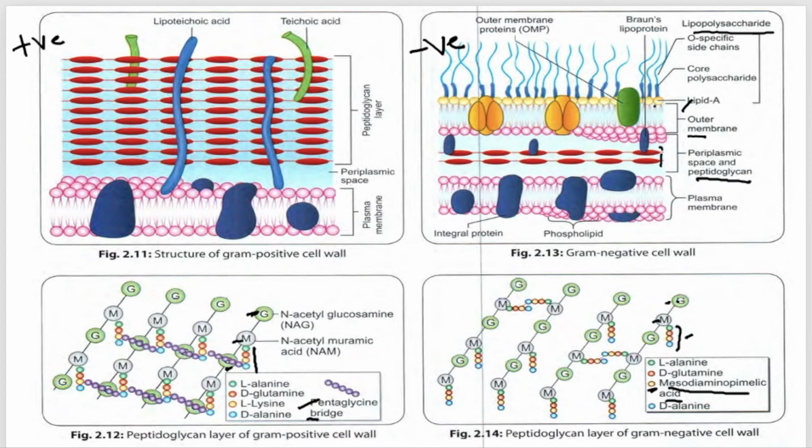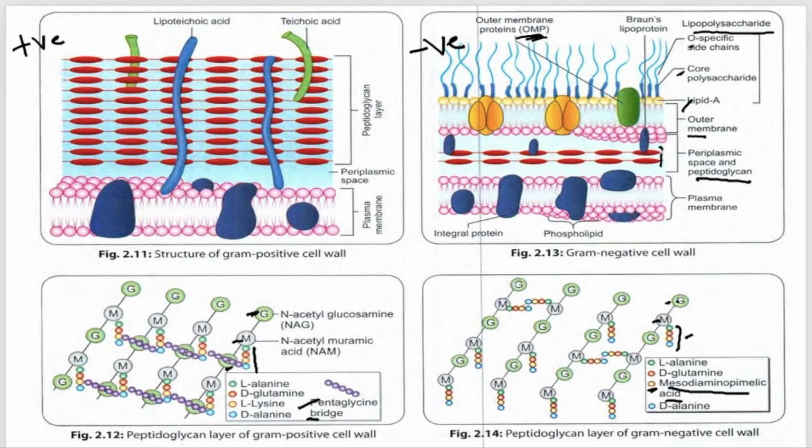Lipopolysaccharide has three components: lipid A or endotoxin, which provides the endotoxic activity, then the core polysaccharides, and the O specific side chains, which are on the outer surface of the outer membrane. Then we have outer membrane proteins, which are buried in the outer membrane. So this is the basic cell wall structure of gram positive and negative bacteria.